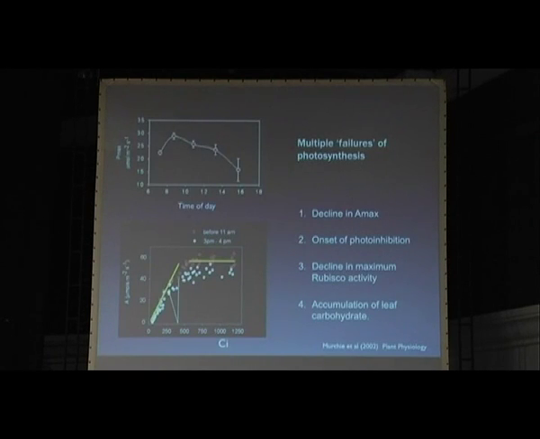So we identified what I'd like to call multiple failures of photosynthesis. First of all, a decline in the light-saturated rate of photosynthesis, the onset of photoinhibition. This figure here shows a midday depression of photosynthesis. And we know that in the afternoon, for example, this decline in photosynthesis is associated with a decline in rubisco activity. We know from doing A/Ci responses at different times of the day, and this accumulation of carbohydrate as well. So we're building up a picture here of what's happening in the leaf under high light and high temperature.